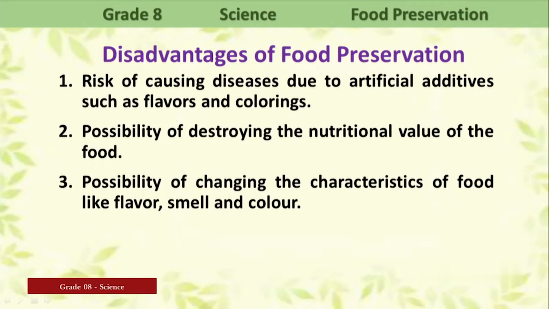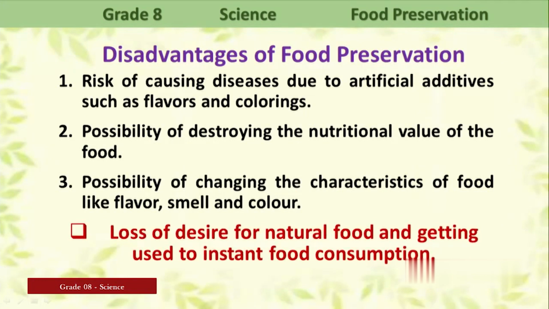Possibility of change in the characteristics of food items like flavor, smell and color, right. Sometimes the preserved food item may be totally different from the fresh food. So, there is a possibility of change in the characteristics of food like flavor, smell and color. This is the main disadvantage, that is loss of desire for natural food. So, if we are used to having preserved food for a long time, loss of desire for natural food and getting used to instant food consumption may take place.